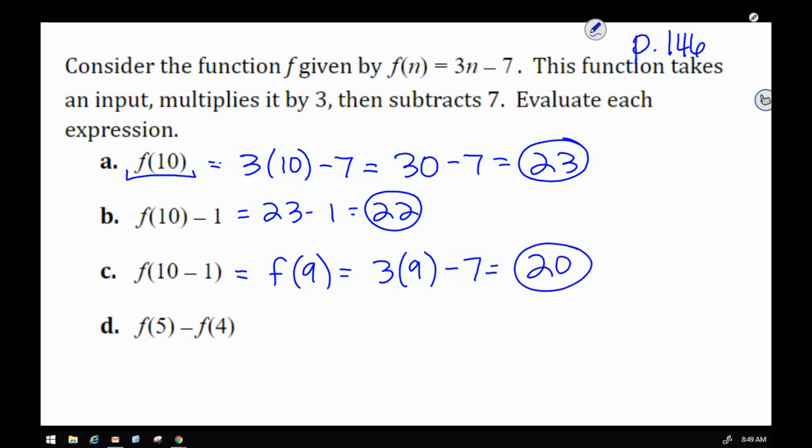Okay, then part D got everybody all nervous. You have to take 5 and you plug it in. You take 4 and plug it in. And then you subtract them. When you plug in 5, you have 3 times 5, which is 15, minus 7, which is 8. Minus, when you plug in 4, 3 times 4 is 12, minus 7 is 5. And 8 minus 5 is actually 3. Okay, how's that for some Algebra 1 review?